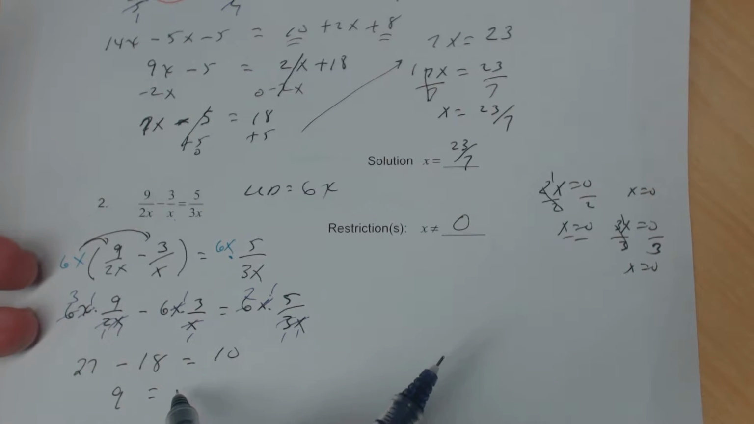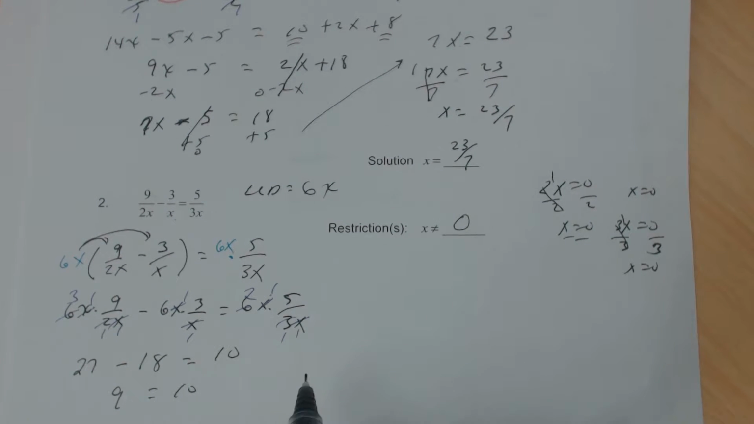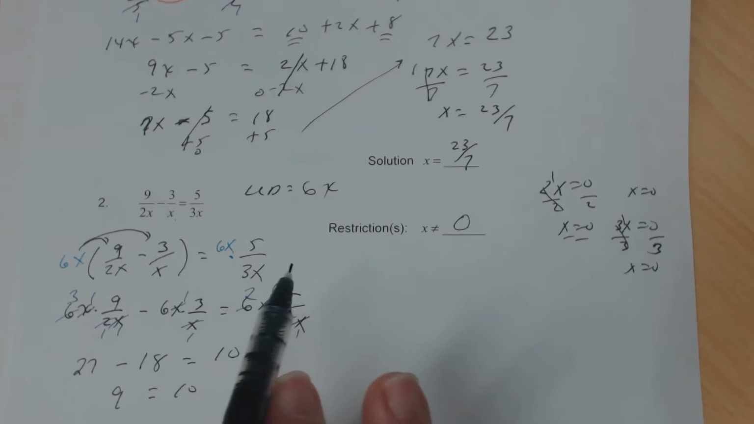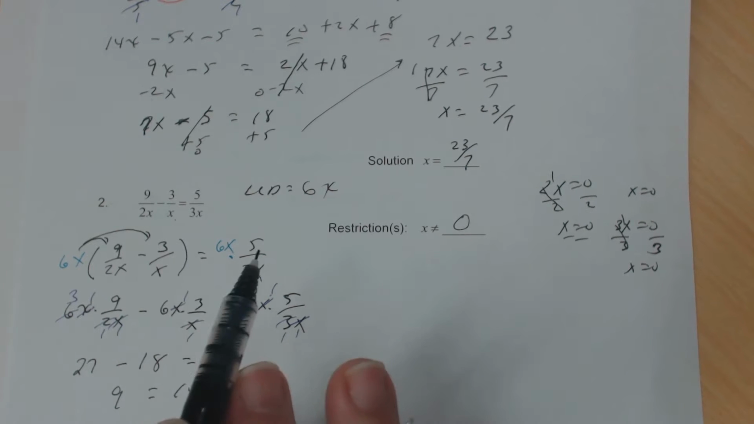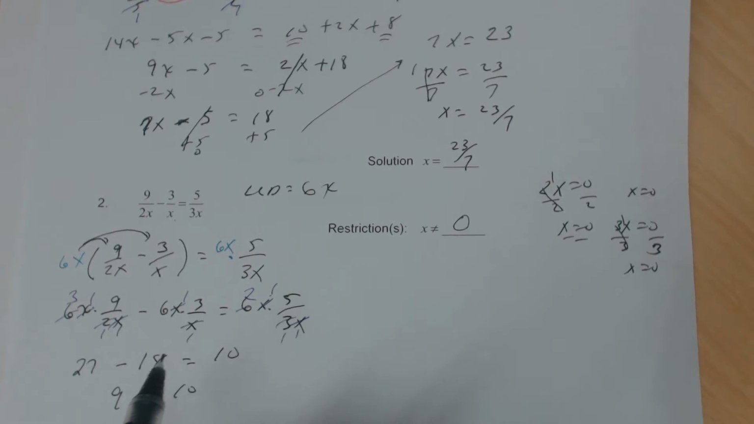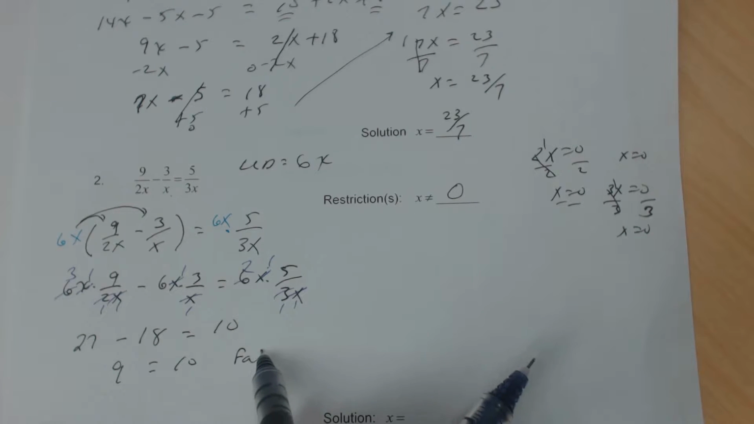And 9 equals 10. Now, what happens here is that the variable is no longer present, so the variable disappears. So when the variable disappears, remember, you're either going to get no solution or you're going to get all real numbers, since we're dealing with rational equations that end up being linear. In this case, it's not an equation anymore, because this is not a true statement. So this is a false statement.